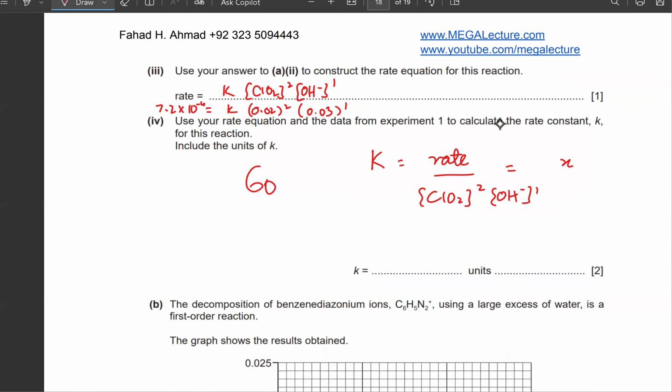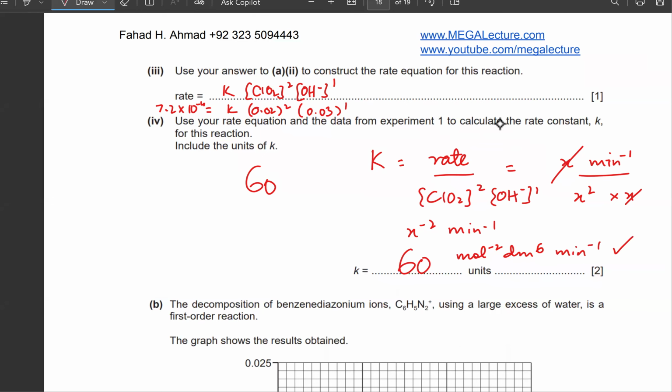I'm just going to take mole per dm cube as x. So mole per dm cube squared and into mole per dm cube. What do you get? You get x minus 2 and minutes minus 1. Substituting mole per dm cube back into it, the unit is mole minus 2 dm6 and minute minus 1. Is this clear? Yes, that's right. And the value was 60.